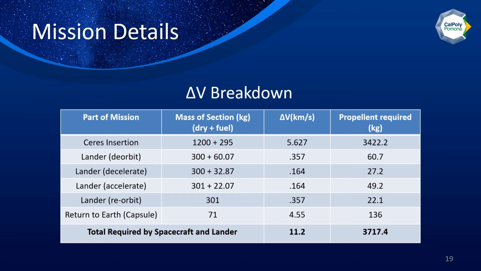Here are the delta V requirements for the mission, as well as the required propellant masses we calculated. Arriving at Ceres requires a delta V of 5.627 kilometers a second. The lander requires several delta V burns, totaling 1.042 kilometers a second to land at the Orbital and return to the orbiting spacecraft. Leaving Ceres back to Earth requires a delta V of 4.55 kilometers a second for the return capsule. The total delta V required for the mission for each of the segments of the spacecraft is 11.2 kilometers a second. Each mission segment required its own propellant mass calculation due to the changing weights and ISPs, but the total propellant mass is 3,717.